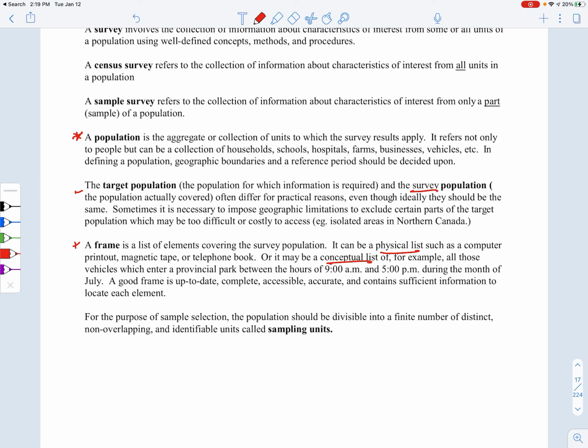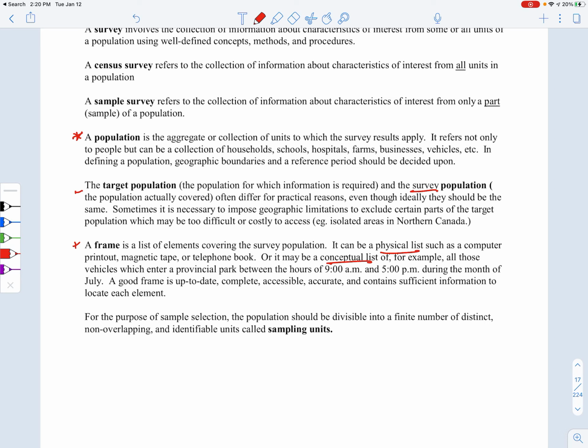A conceptual list is an interesting one in that if you take a look at, say, surveying people at a Westerner Days event, well, you don't have a list of all the people that could be coming or are there. And so the conceptual list is the number of people who arrive on that particular day or during that particular number of days of the event, if it's, say, something like Westerner Days. And so the example I've got down here is vehicles entering the provincial park between the hours of 9 a.m. and 5 p.m. So that's the conceptual frame that we have here, not a physical frame.